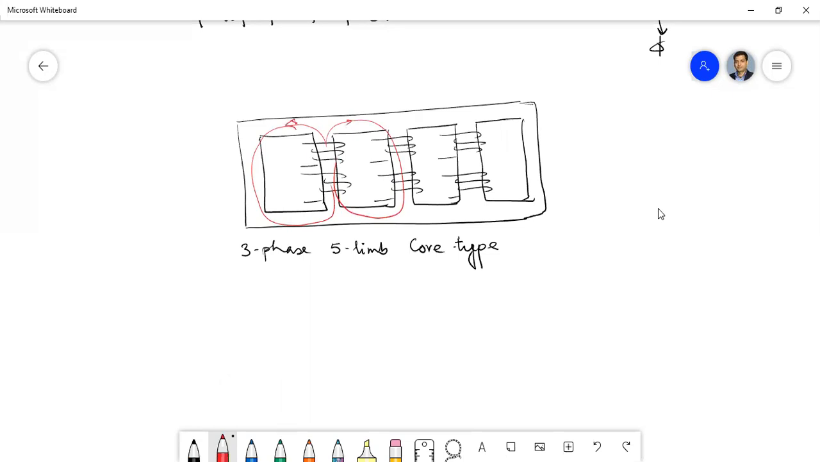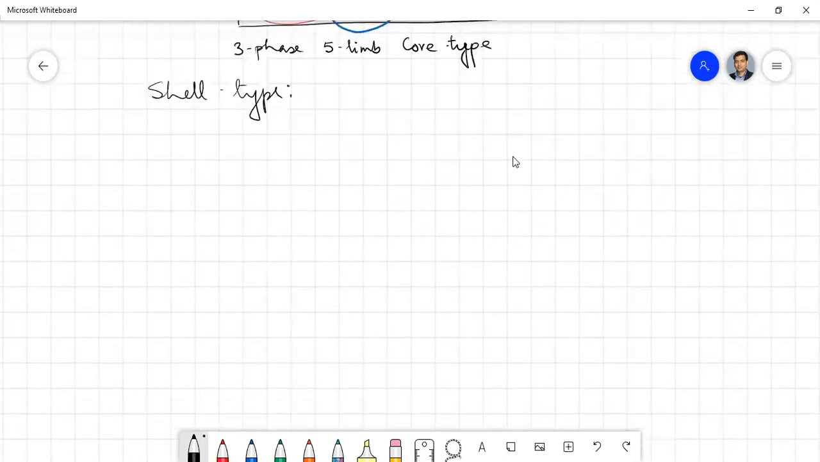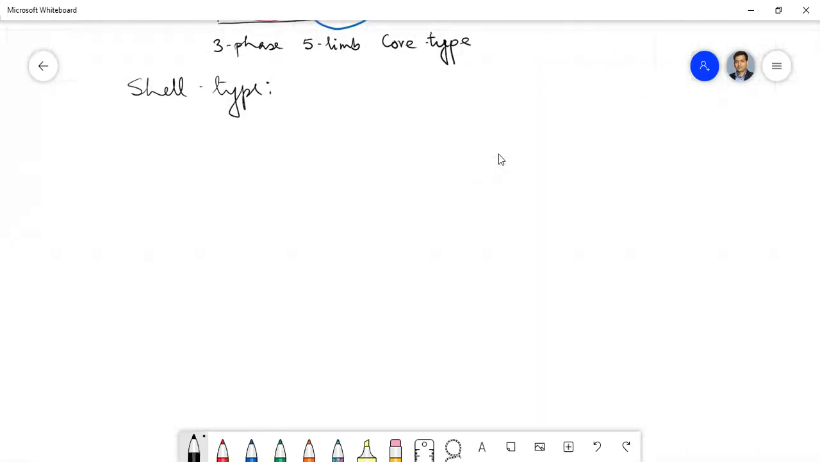Like this, like this. So this is another structure. Then the shell type structure. Let me first draw, then I will explain.